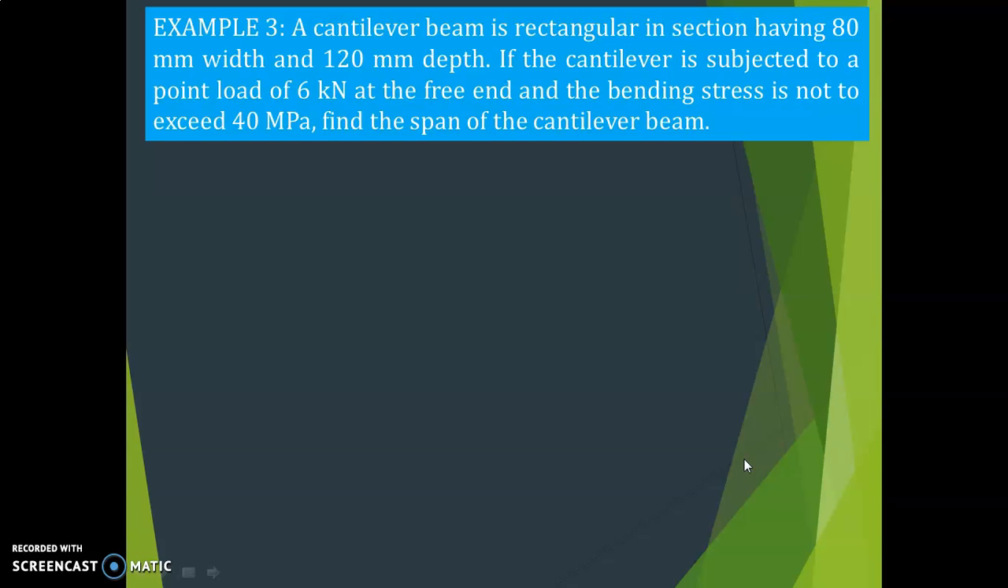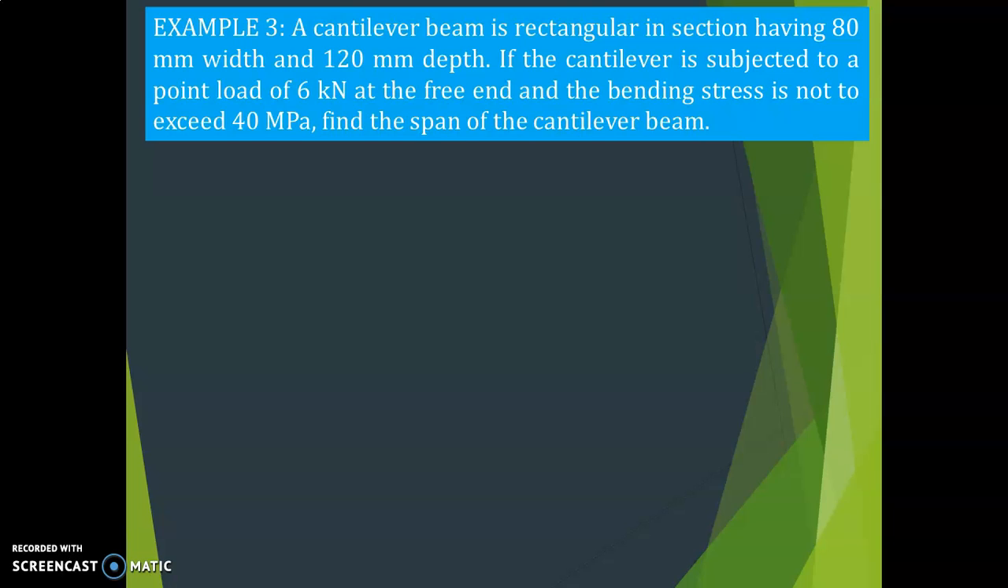A cantilever beam is rectangular in section having 80 mm width and 120 mm depth. If the cantilever is subjected to a point load of 6 kN at the free end and the bending stress is not to exceed 40 MPa, find the span of the cantilever beam.